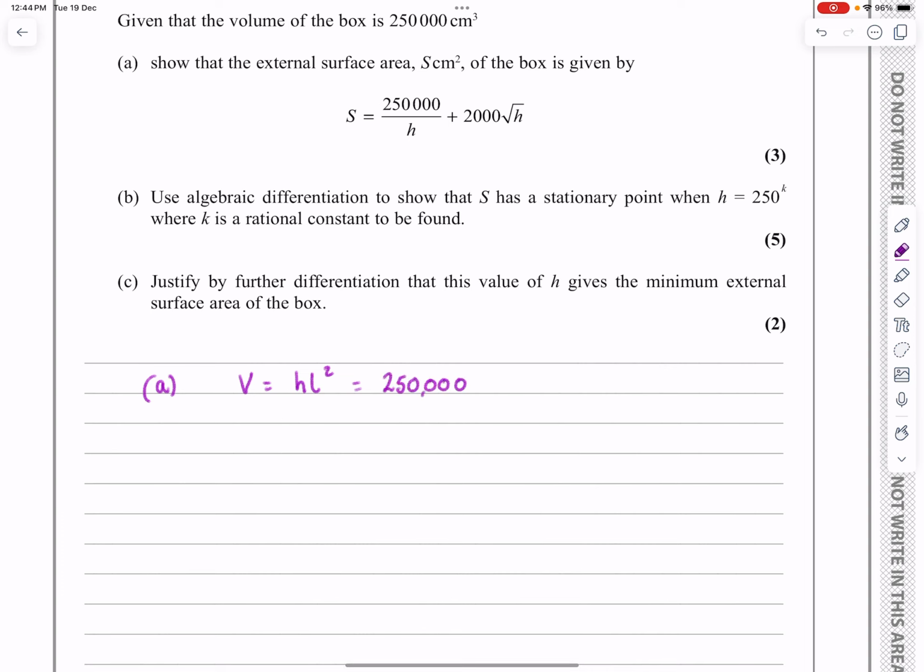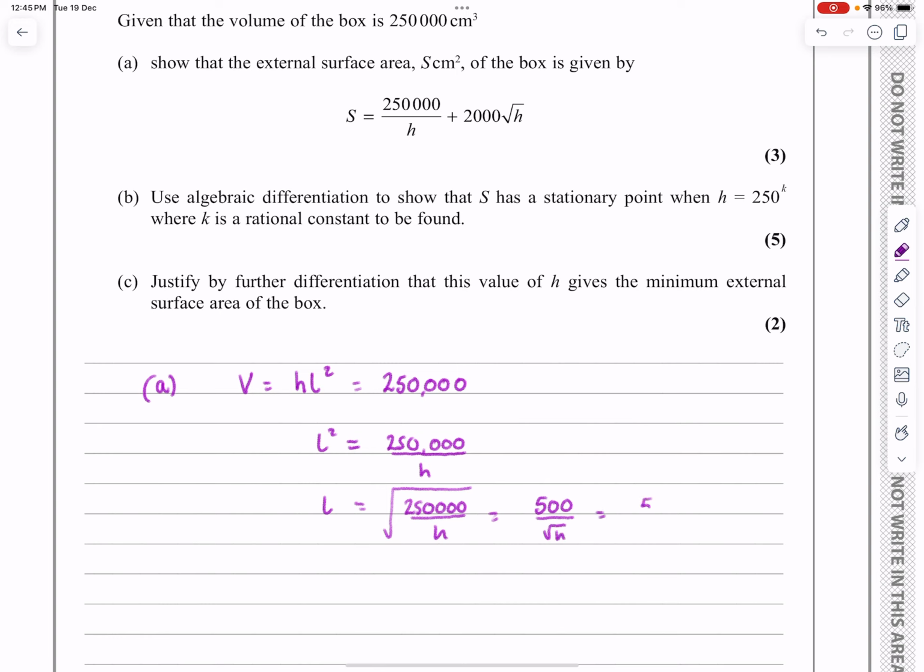So as I said before I even started looking at this, I can see that there's no L's in this formula. So what I want to do is to get L in terms of H. So that's given me an idea about what to do in terms of my method. So L is 250,000 divided by H. Sorry, L squared is that. So L is the square root of all of that. The square root of 250,000 divided by H. And actually, the square root of 250,000 is 500. So it's 500 over root H.